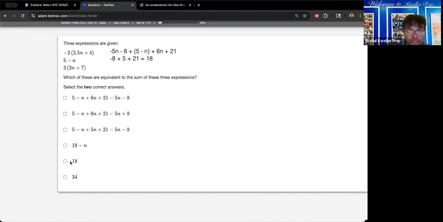Now, we choose 18, but we see that one of these has to be the correct answer, right? If we look at how I wrote this, what is it going to be? Negative 5n minus 8, so this is good. 5 minus n, that's good. 6n plus 21, so it should be the top one. The other ones are just wrong for their own reason. But yeah, does anyone have any questions on this one? Yeah, let's go to the next one.